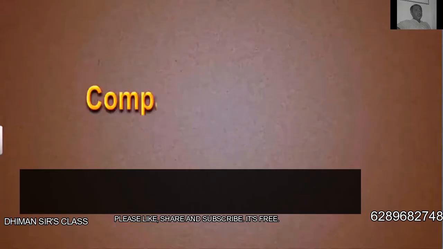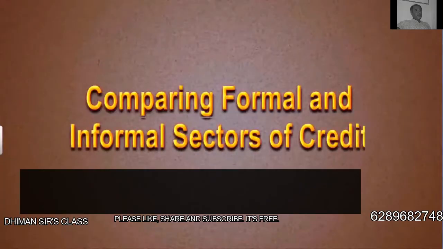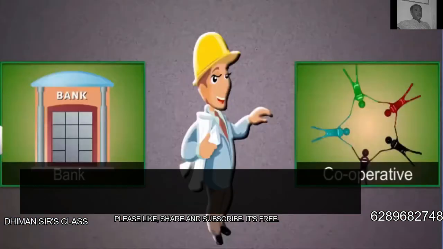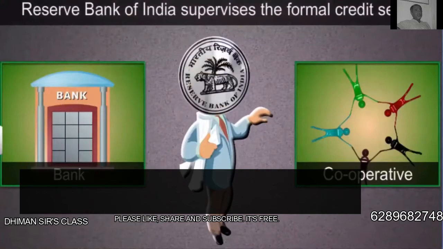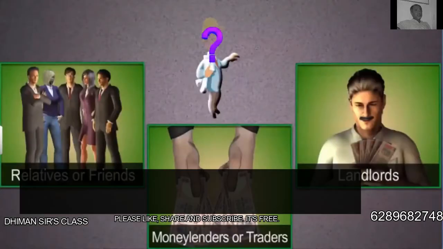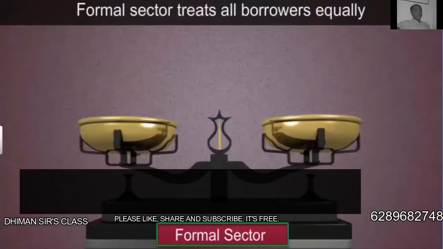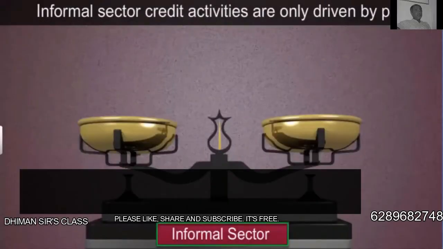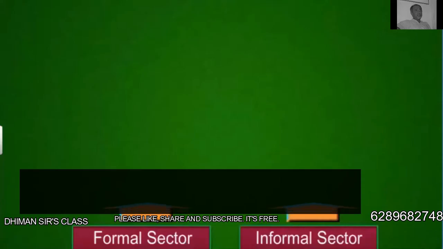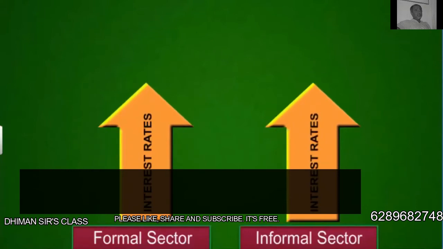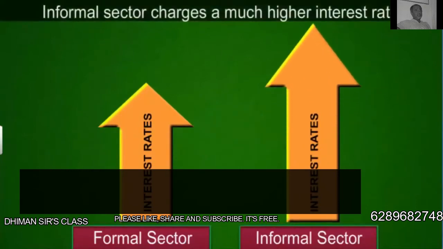Let us compare the formal and informal sectors of credit. The credit activities of the formal sector are supervised by the Reserve Bank of India. In comparison, there is no supervisory body for the informal sector of credit. The Reserve Bank of India ensures that banks give loans to rich traders and businessmen, as well as farmers, students, and small entrepreneurs. However, the credit activities of the informal sector are only driven by profit. In the absence of any control or supervision, the informal sector charges a much higher interest rate than the formal sector.